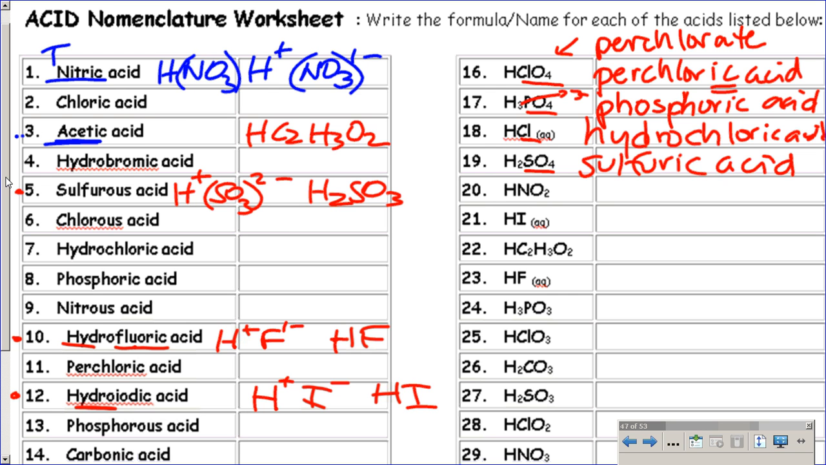Okay, so NO3 1 minus is nitrate. Notice there's a NO2 1 minus involved here. That's nitrite. How does the ending get changed? Oh, okay, so instead of saying nitric acid, you say nitrous acid.